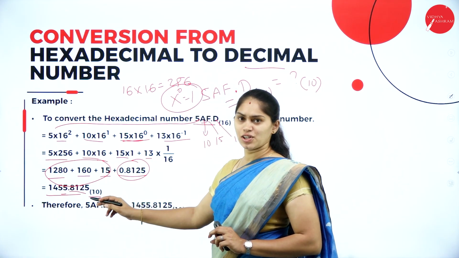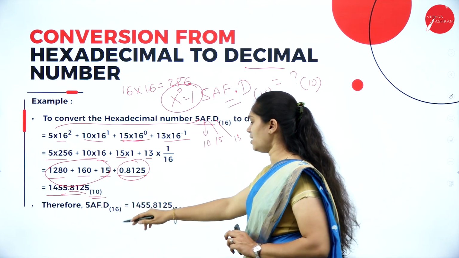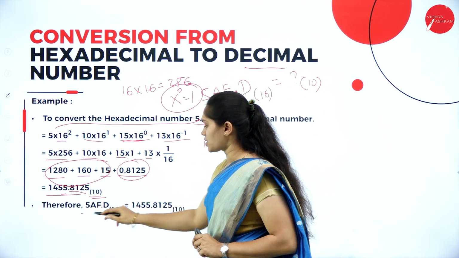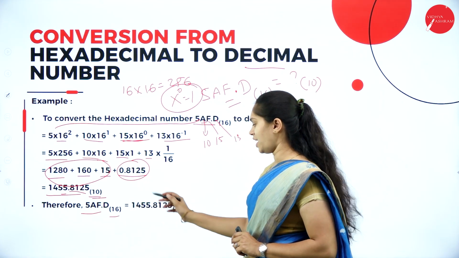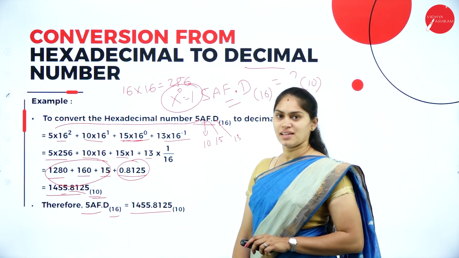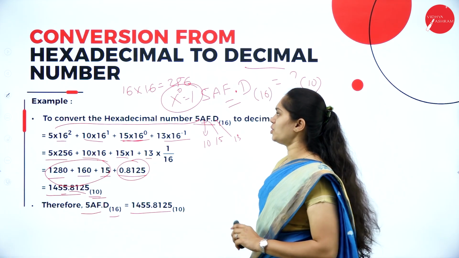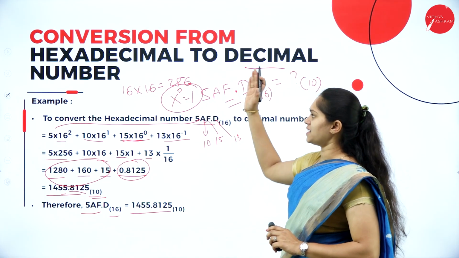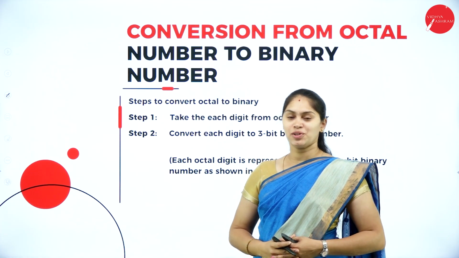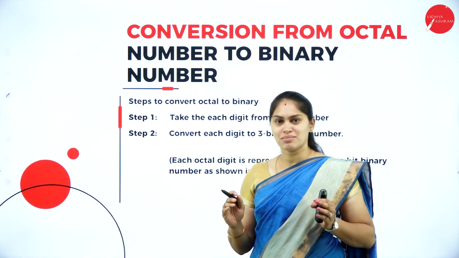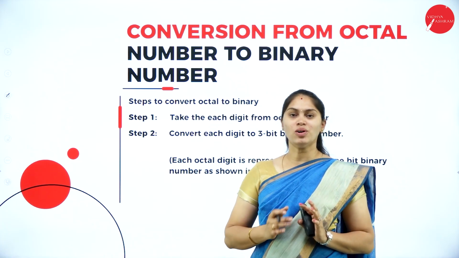This is equivalent to which number? Decimal number. Therefore, this 5AF.D of base 16 is equal to this decimal number here. I hope you all understood how we are going to convert from hexadecimal to decimal. So, till now we got to know how to convert from decimal to any other number system, or any other number system to decimal.